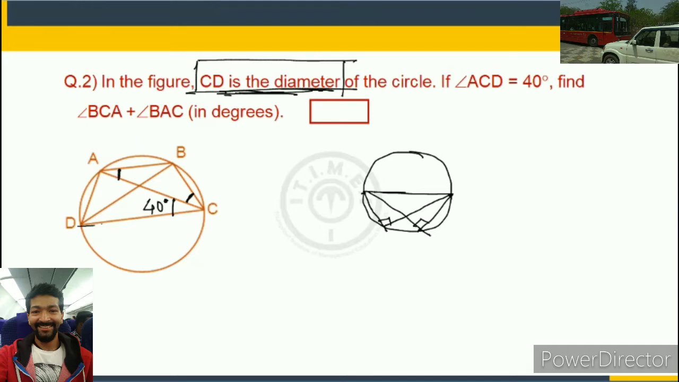Now because this is the diameter, the angle subtended by this would be equal to 90 degree, yes or no? Correct? We are done with the question. We have got the answer. Just one step I need to dictate to you.